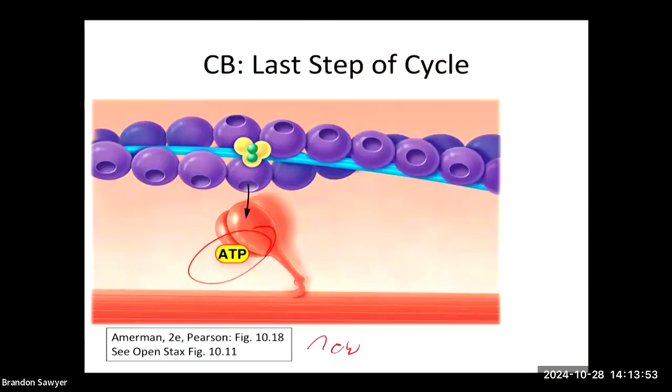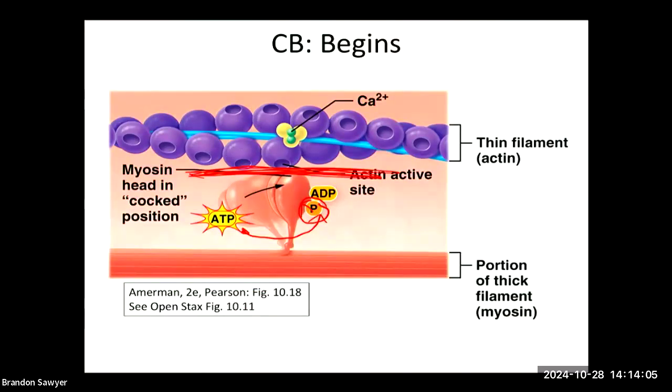Okay. And then lastly, we get our new ATP, right? So new ATP here, that's going to allow this myosin head to be removed from actin. Okay, and then if we want to continue the cycle, we'd go back to slide 1. And then again, that ATP would turn into ADP and phosphate. We'd cock the head again and just start right back over again.